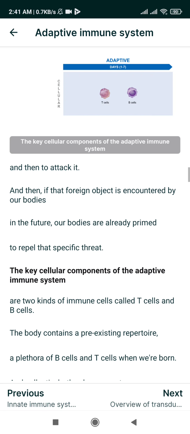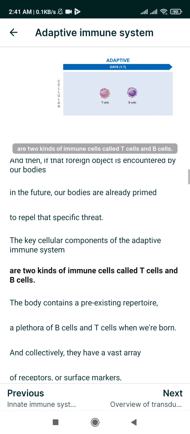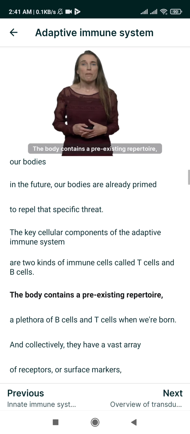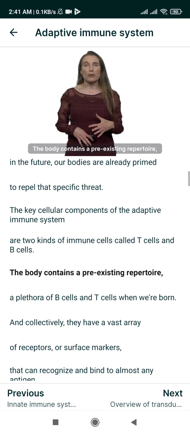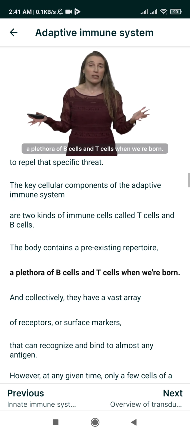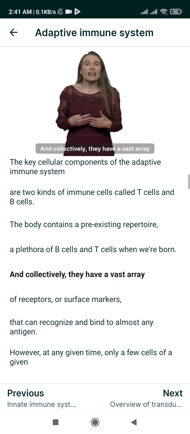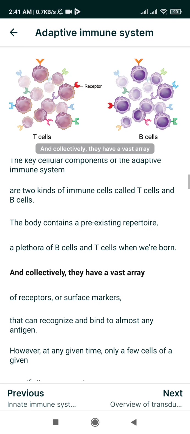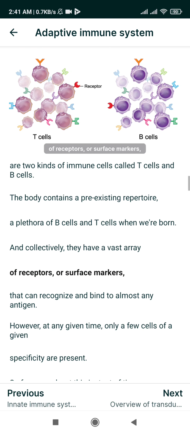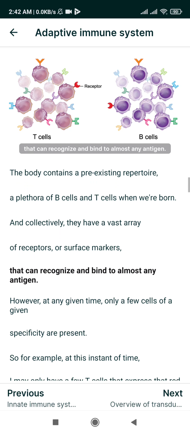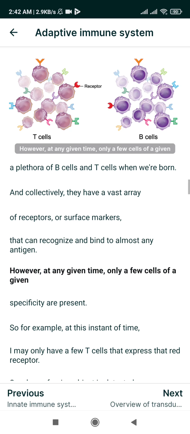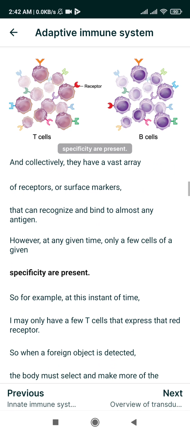The key cellular components of the adaptive immune system are two kinds of immune cells called T cells and B cells. The body contains a pre-existing repertoire, a plethora of B cells and T cells when we're born, and collectively they have a vast array of receptors or surface markers that can recognize and bind to almost any antigen. However, at any given time, only a few cells of a given specificity are present.